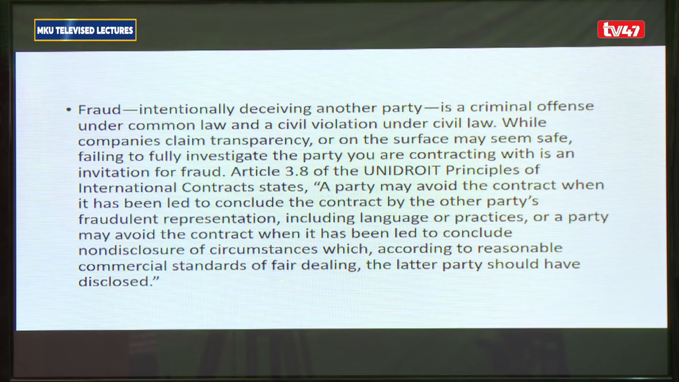So if you know for a fact that you have failed to meet those conditions that are set out in Article 3.8 of the new UNIDROIT principles, then essentially you are acting in a fraudulent manner, and the other party, the latter party, should not be obligated under the principle of autonomy of the letter of credit to pay. The bank should not pay.